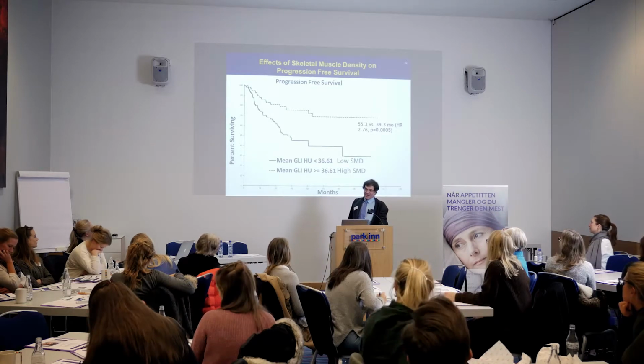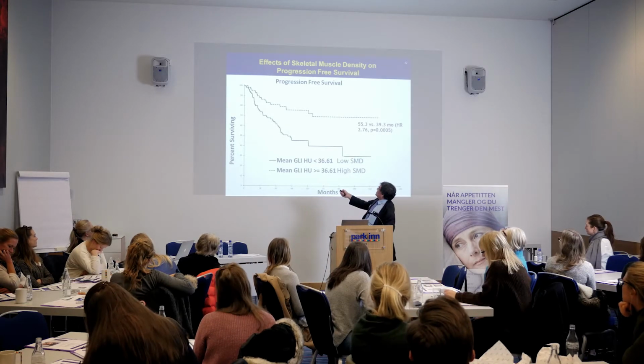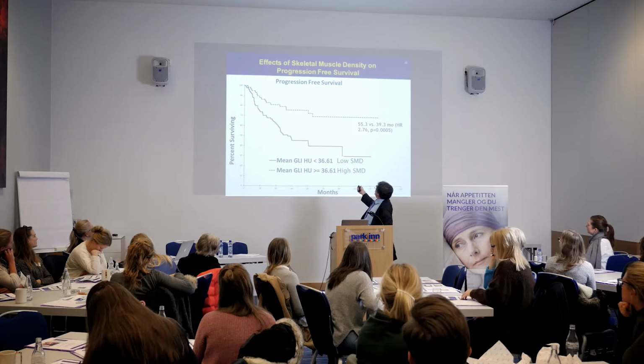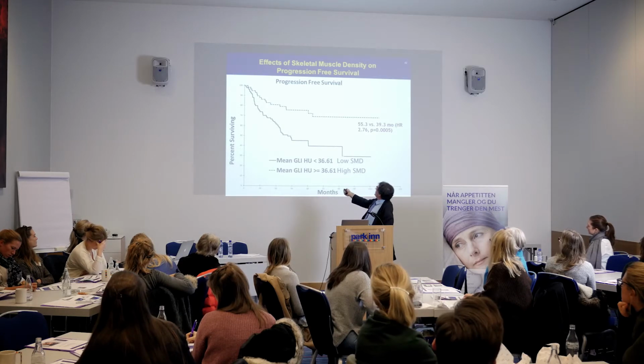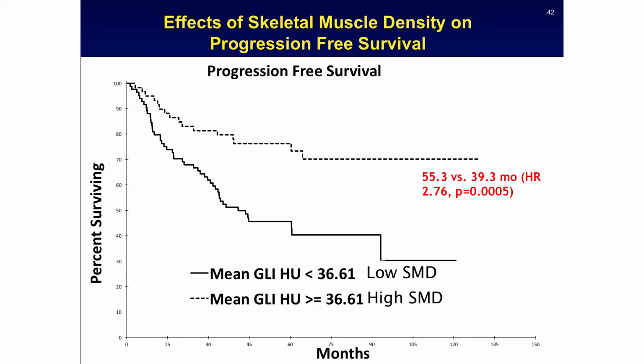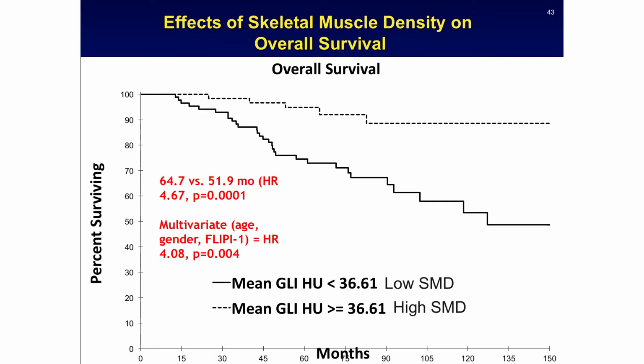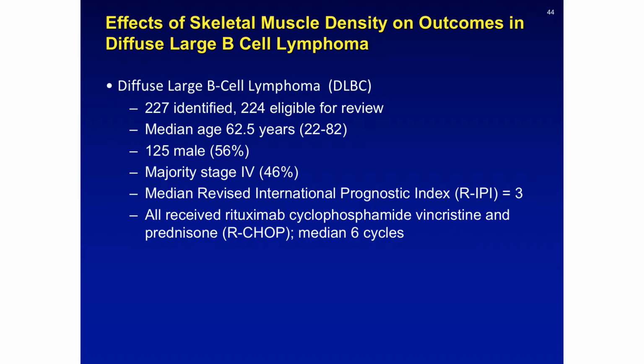And when we looked at, these are the patients with good muscle in terms of skeletal muscle density, myosteatosis, and these are the patients with the bad muscle, and this is their progression-free survival. So body composition and skeletal muscle density predicted progression-free survival, and almost did even a better job in predicting overall survival. That was the indolent low-grade lymphomas.